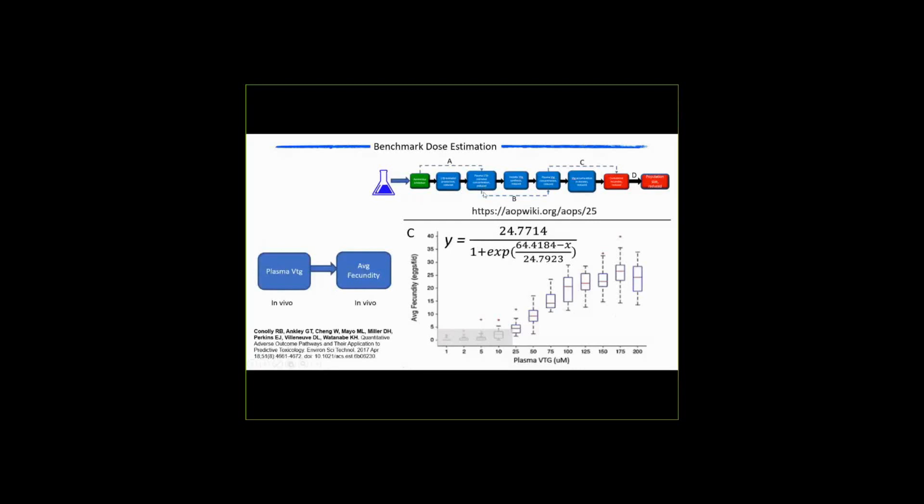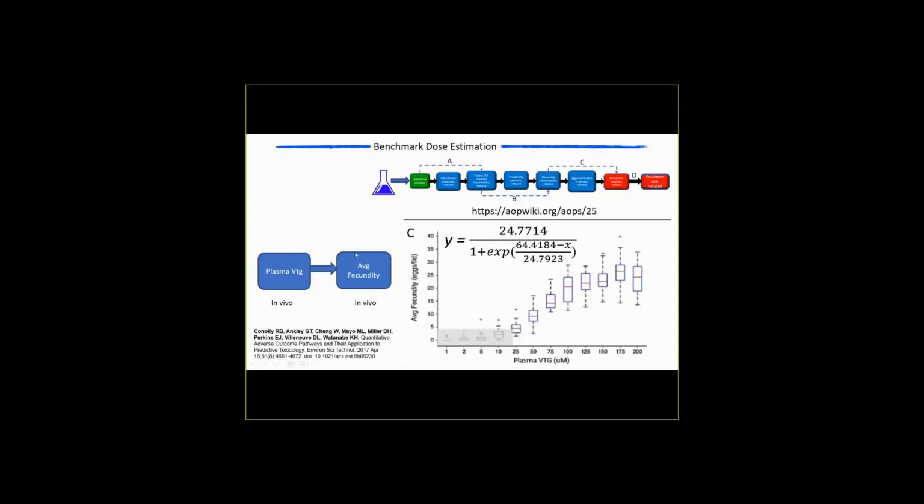As we walk down the pathway, there are additional key event relationships with similar types of quantitative understanding. Here, just skipping to the third one in the pathway, linking production of this egg yolk precursor protein vitellogenin, concentrations measured in blood, to average fecundity in the fish. Again, we can use this mathematical relationship to extrapolate along this pathway for a given piece of information.